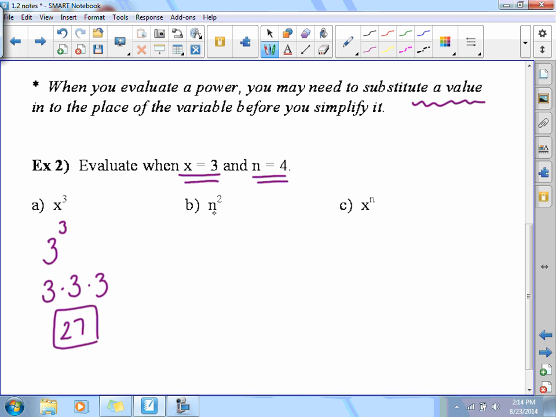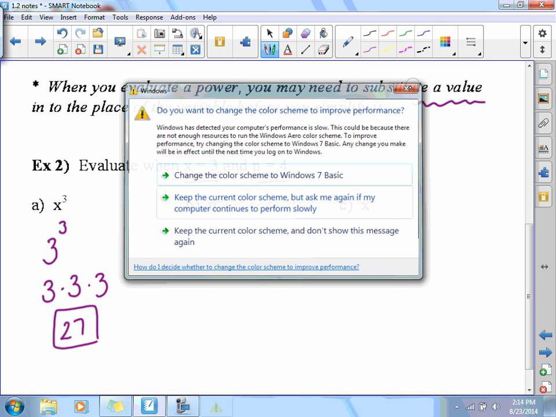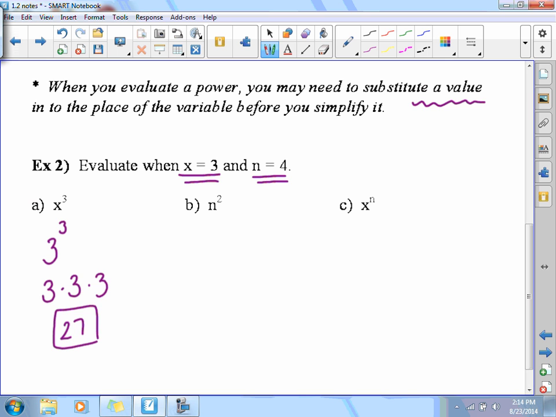In part B, we have n squared, or n to the second power. So n has a value of 4, so that will be 4 squared. Remember, that is 4 times 4, and when you multiply that, you get 16. Now, some of you will be really good at looking at 4 squared and knowing right away that that is 16. So you may not need to do this intermediate step where you write it out. But if you need to do that, go ahead and do it. There's no shame in writing that out.